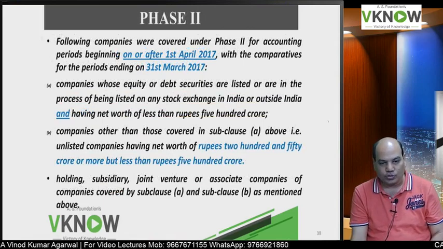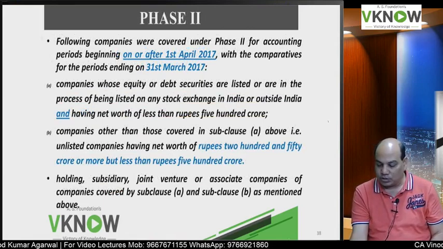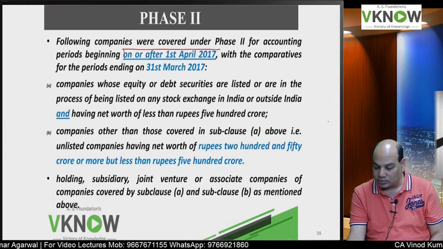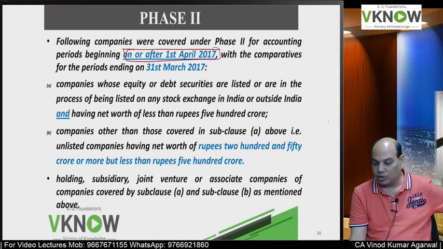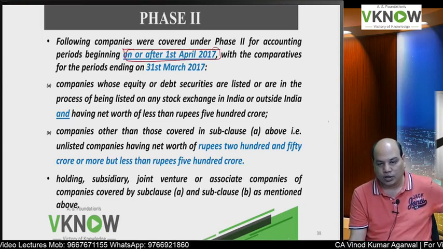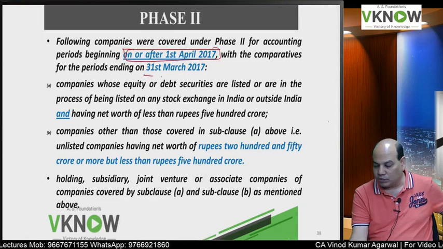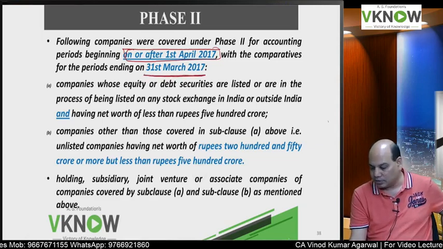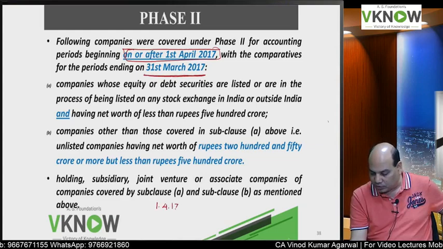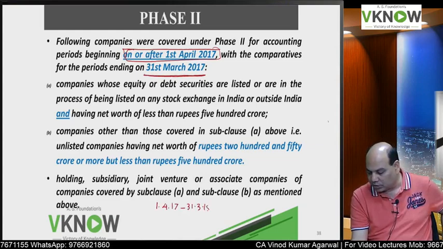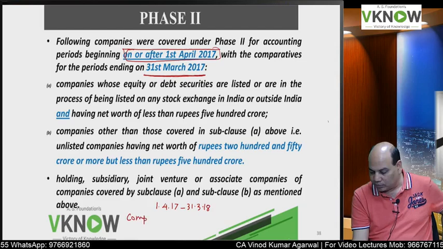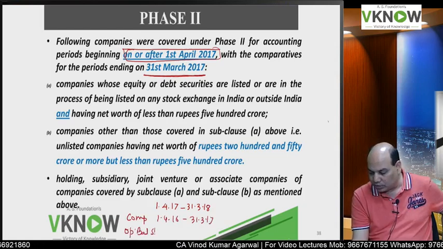Now let us come to phase 2. Phase 2 means the companies which are covered: the following companies were covered under phase 2 for accounting periods beginning on or after 1/4/2017, and they will have to give a comparative of 31st March 17. So their financial statement will be 1/4/17 to 31st March 18. Comparative will be 1/4/16 to 31st March 17, and the opening balance sheet will be given as of 1/4/16.